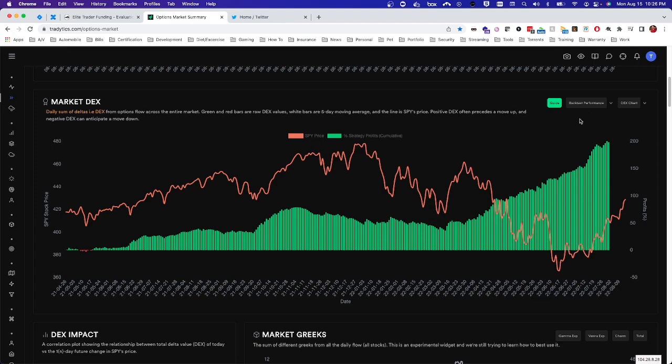But what I want to talk about is a strategy that I do actually intend to use, and it's pairing this with just a little bit of technical analysis, just essentially trend shifts and market structure breaks.